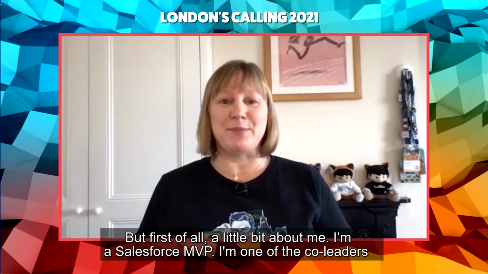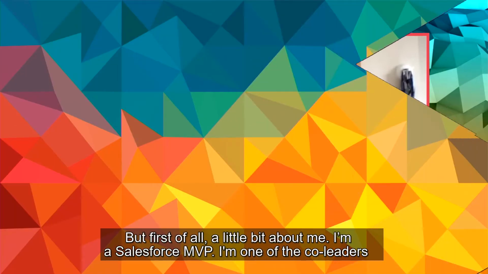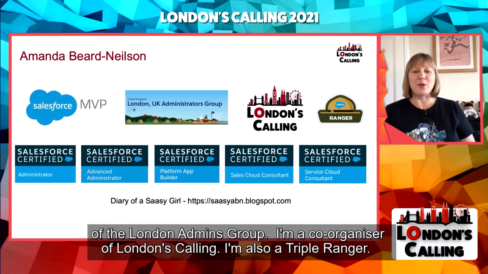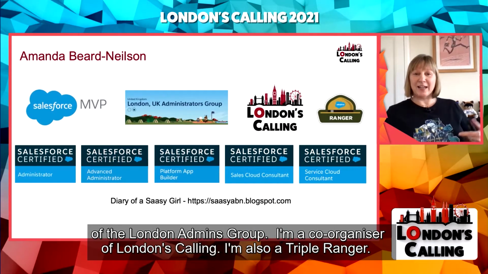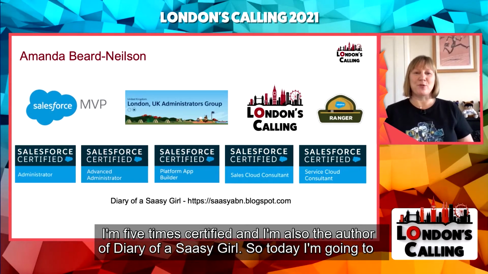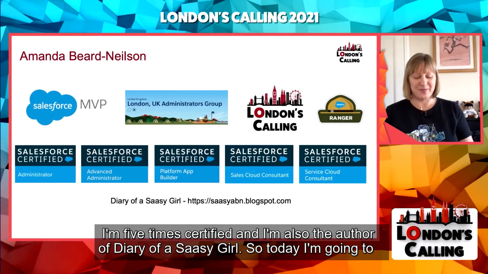But first of all, a little bit about me. I'm a Salesforce MVP. I'm one of the co-leaders of the London Admins Group. I'm a co-organiser of London's Calling. I'm also a triple ranger. I'm 5-time certified, and I'm also the author of Diary of a Sassy Girl.